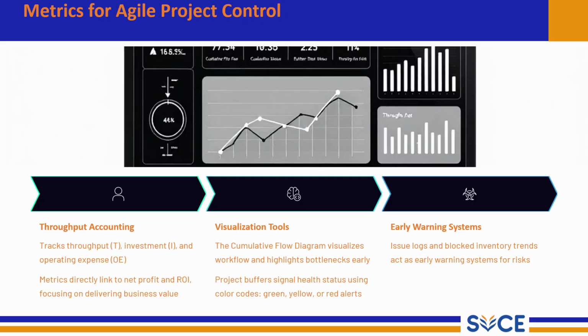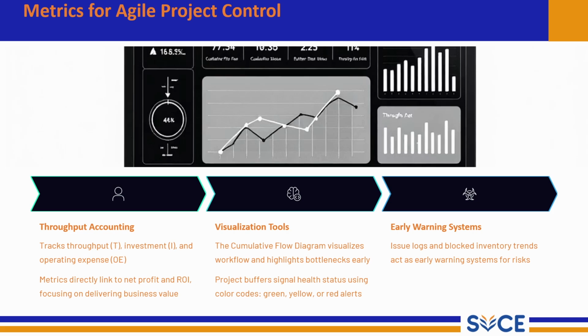And the next one, the metrics for the Agile project. Agile teams need to monitor progress continuously instead of waiting till the end. So, Agile uses real-time project control tools to track performance and detect problems early.